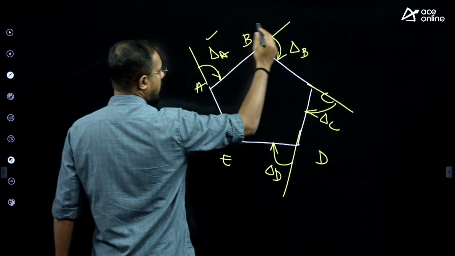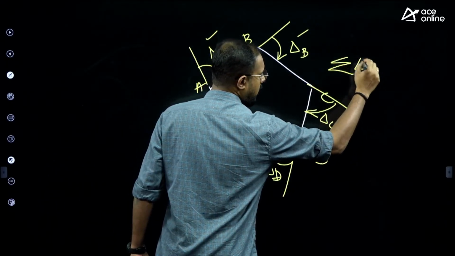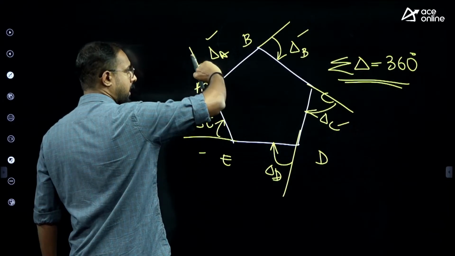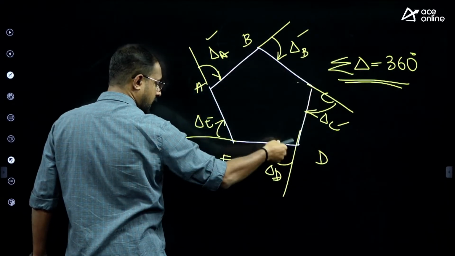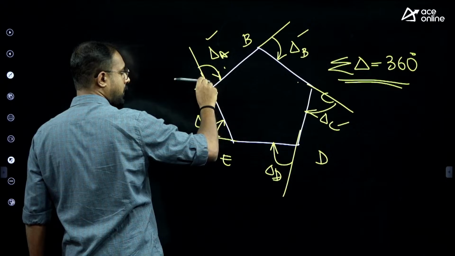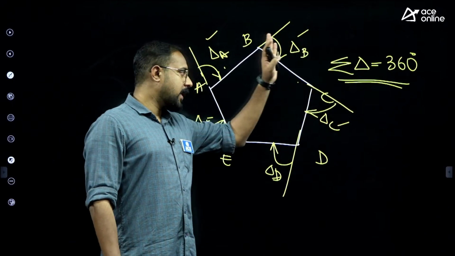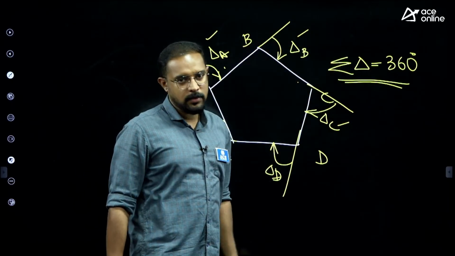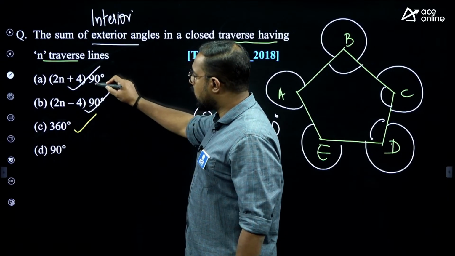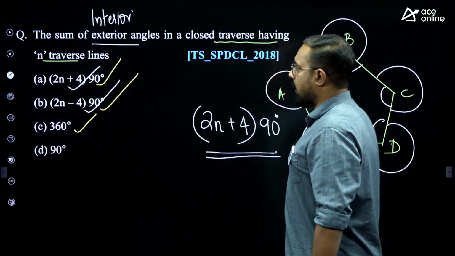So my question is, what is delta A plus delta B plus delta C plus delta D plus delta E? Please remember, the summation of all these deflection angles is always equal to 360 degrees. I am coming back to the starting position. What is the sum? 360 degrees. Whatever be the sides, whether there are 10 sides or 100 sides, the sum is always equal to 360 degrees. So this option C is correct only for deflection angle. This is correct only for exterior angle. This is correct only for interior angle. Right. Next.